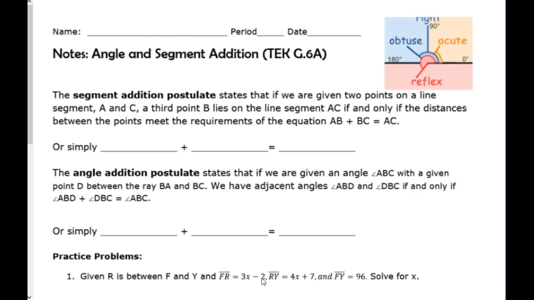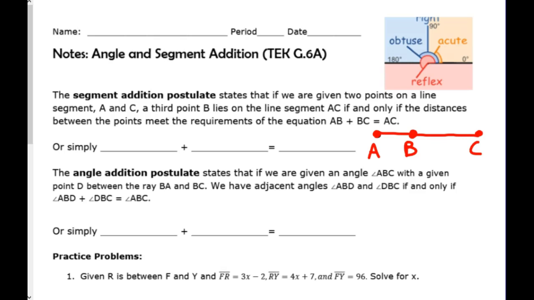So, it says the segment addition postulate states that if we are given 2 points on a line segment, A and C. So let's draw a little diagram over here. Got point A, point C. Got my segment. It says a third point B lies on the line segment. So it doesn't have to be exactly in the middle, just somewhere between. If and only if the distance between the points meets the requirement of the equation AB plus BC equals AC.